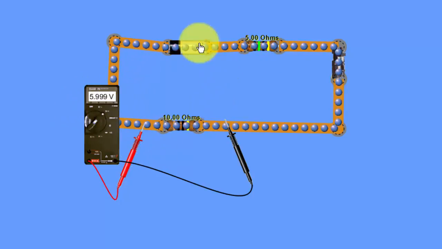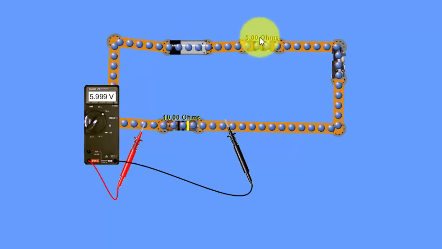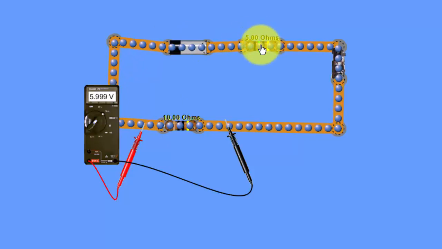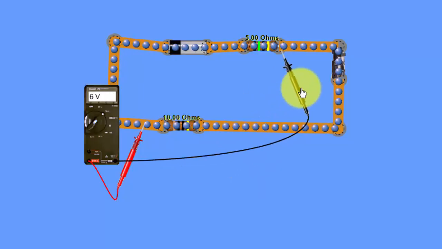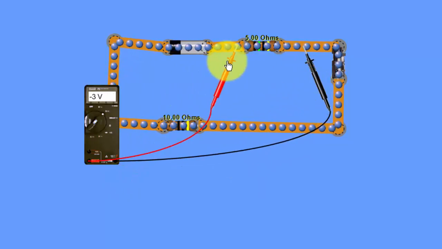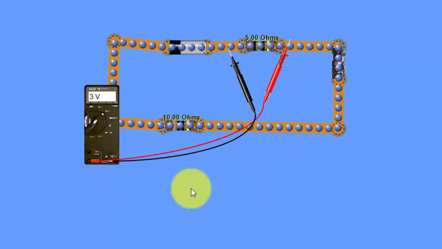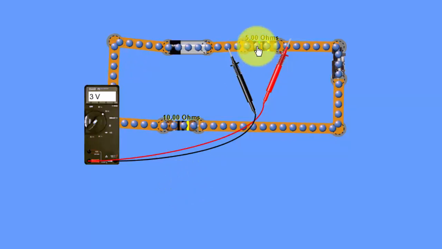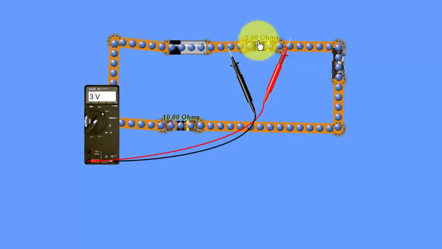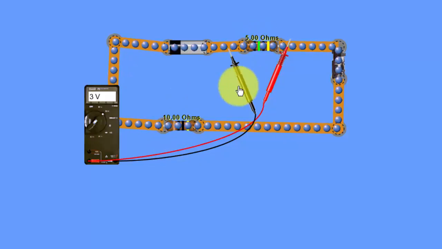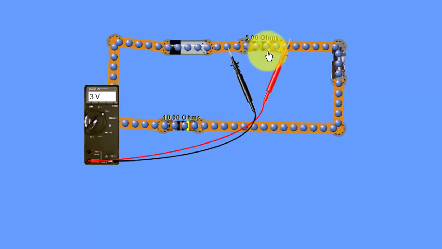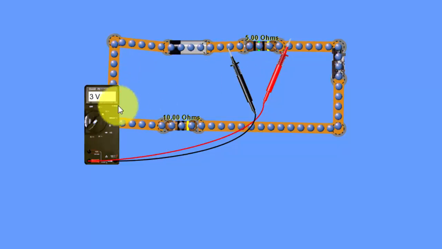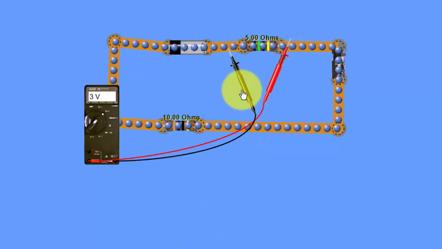We know this is still 9 volts, so I should be getting a value of 3 volts here for them to add up. Okay, and if I get them the right way around, sorry, 3 volts. So that works, that makes sense. It also makes sense in terms of the ratios. This is 5 ohms out of a total of 10 plus 5, so 5 ohms out of a total of 15 ohms. That's 1/3, and it's getting 1/3 of the voltage.